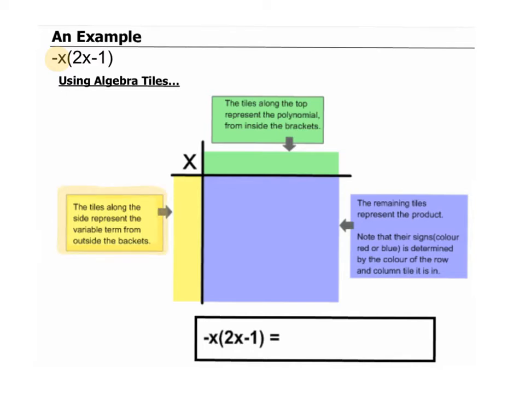In this case, we have a negative x out front of the brackets, so we will draw that along the length of our area model. The terms inside the brackets will be represented along the top of our area model. In our brackets, we have a 2x minus 1. So along the width of our area model, we will draw 2 red rectangles and 1 blue square.